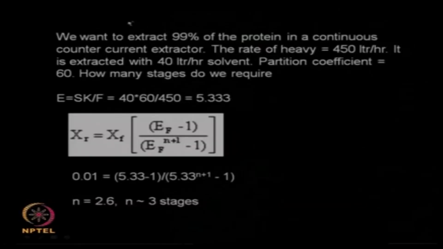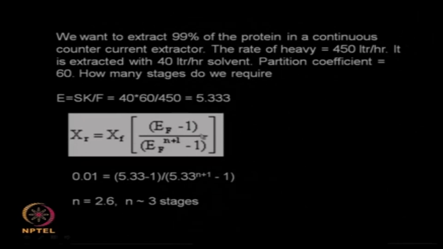Now we want to extract 99% of a protein in a continuous countercurrent extractor. The rate of heavy is 450 liters per hour, that is feed, and it is extracted with 40 liters per hour of solvent, that is S. Partition coefficient is given as 60. So how many stages do you require? Again E is given by this formula, S into K by F. S is the solvent rate, K is the partition coefficient, F is the feed rate. So if I substitute all these I get E as 5.33.